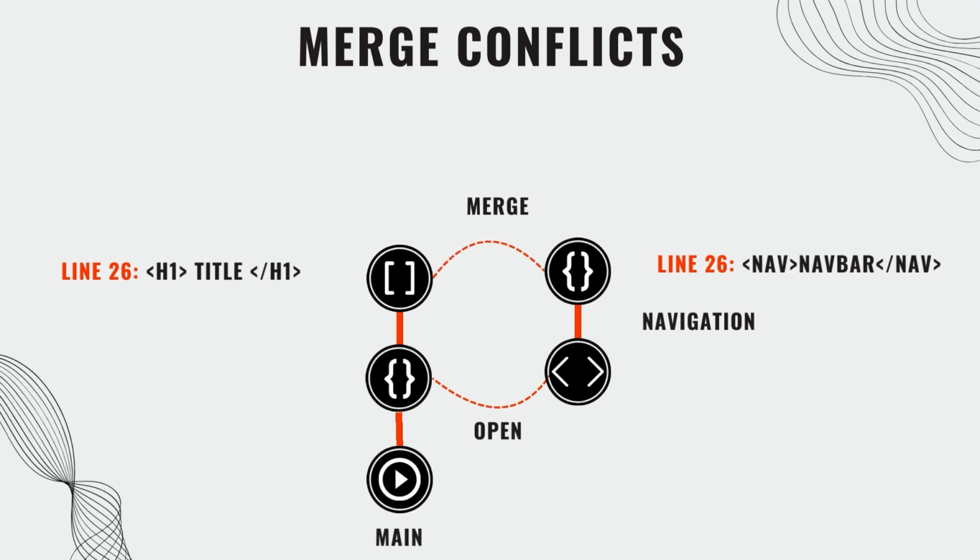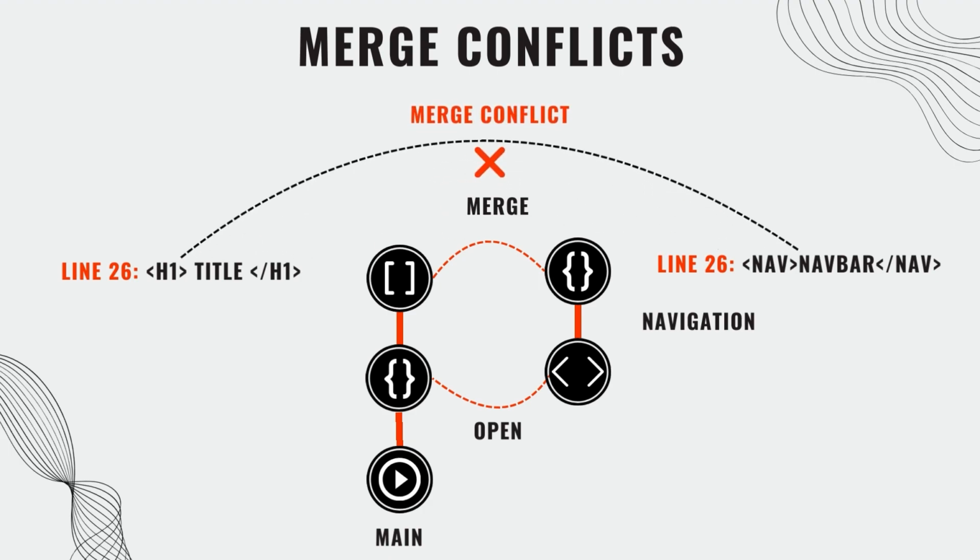But when we try to merge in the navigation, what's going to happen is Git is going to see that, wow, these are different. What do I do with it? I can't decide it myself. So it's going to throw you a merge conflict, because after all, it's up for you, the developer, to decide what to do with the conflict. And it will be up to you to resolve it.